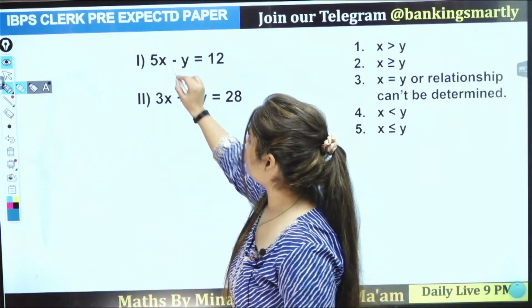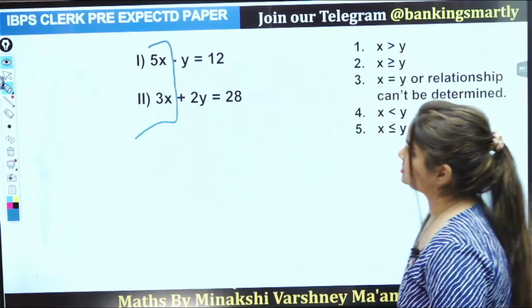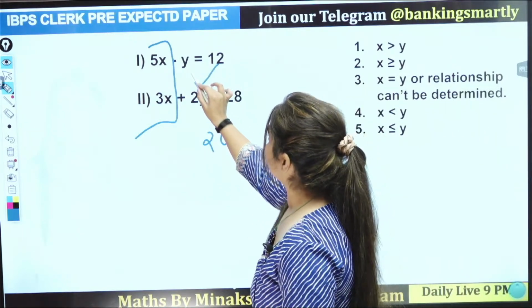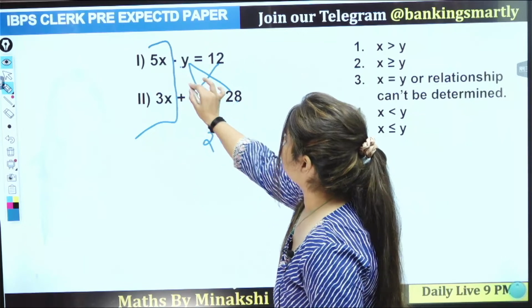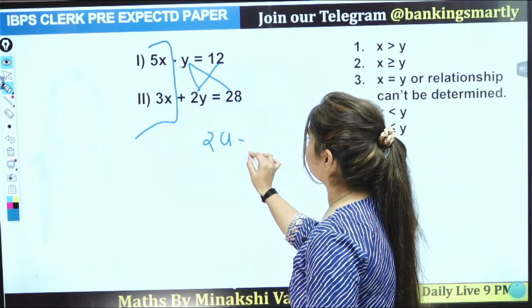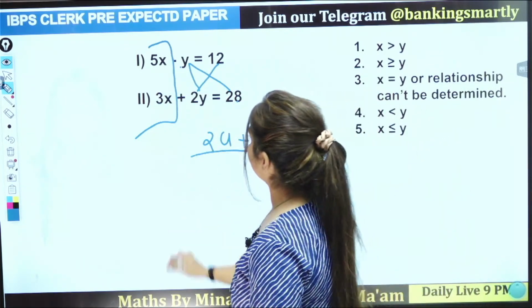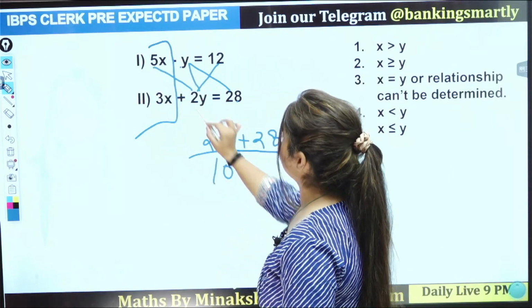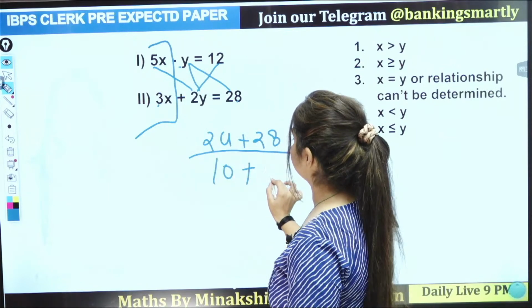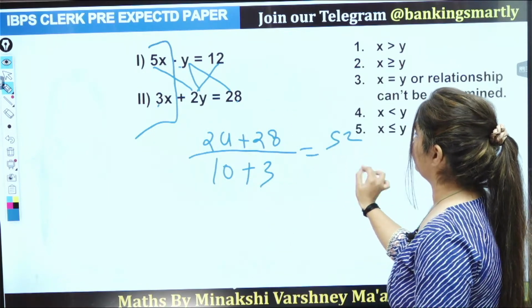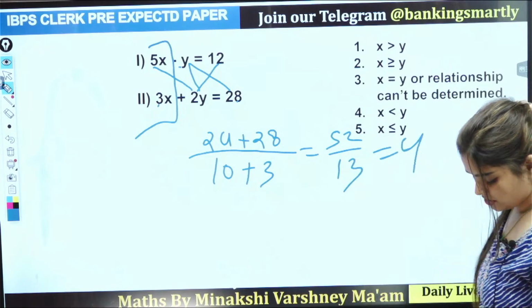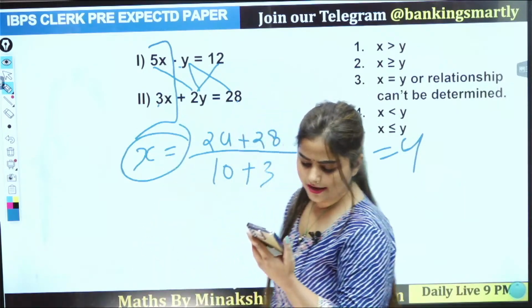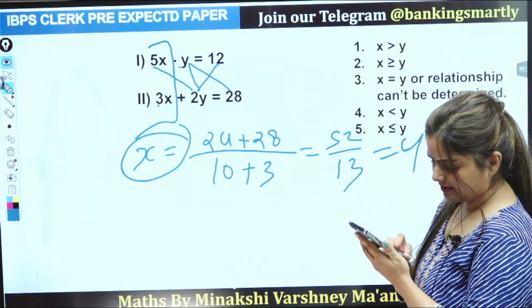So what is the alpha gamma method? You have to take this part. Now alpha, that means alpha 12 2s are 24. Gamma minus, so my 28 minus 1, that means minus minus plus 28. Then gamma 5 into 2, so 5 2s are 10, or minus minus plus, that is 3. What we have? 52 by 13. Again x is equal to what? 4. So you have to use this method also. Okay, clear? Clear guys?